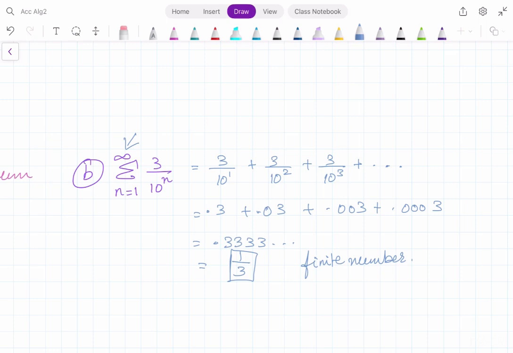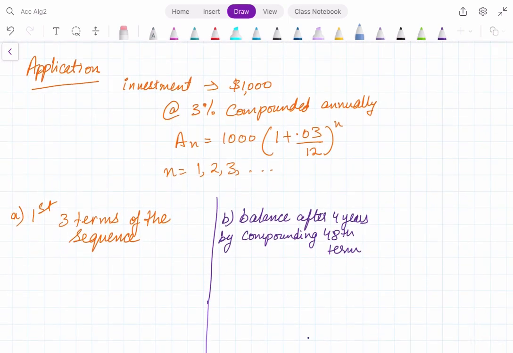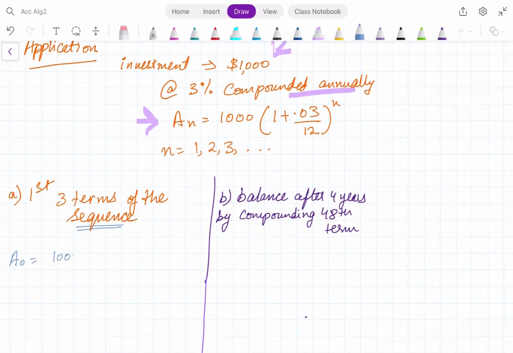Let's take one application problem. The same pattern of the sequence and the series can be used with an application problem. In this case, there is an investment of 1,000 at 3% compounded annually. So the formula for compounded annually, everything is given to you. Again, we are talking about n, that means 1, 2, 3, and so on. In the first case, they are asking about the sequence, that means the terms. What is the value of A0, A1, A2, and A3? So we will use the same formula that is given in this problem and replace the value of n as 0, 1, and 2. You can use your calculator.